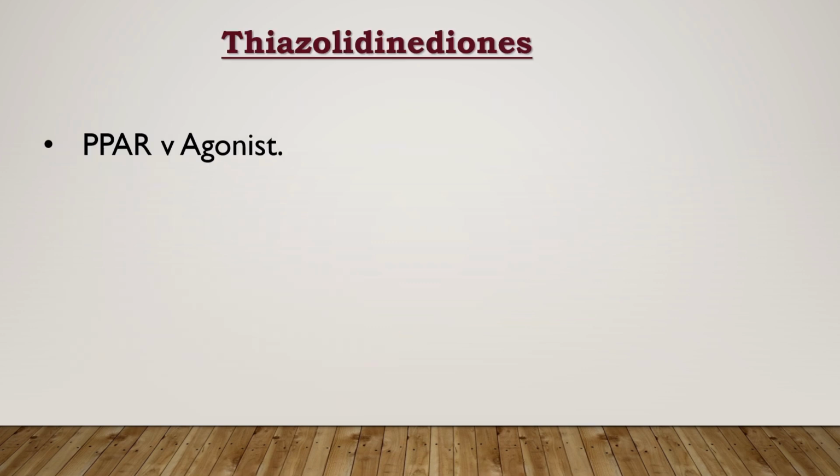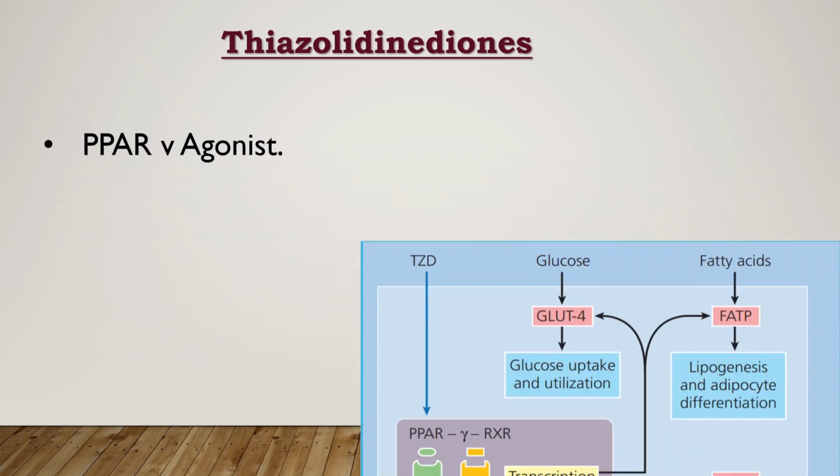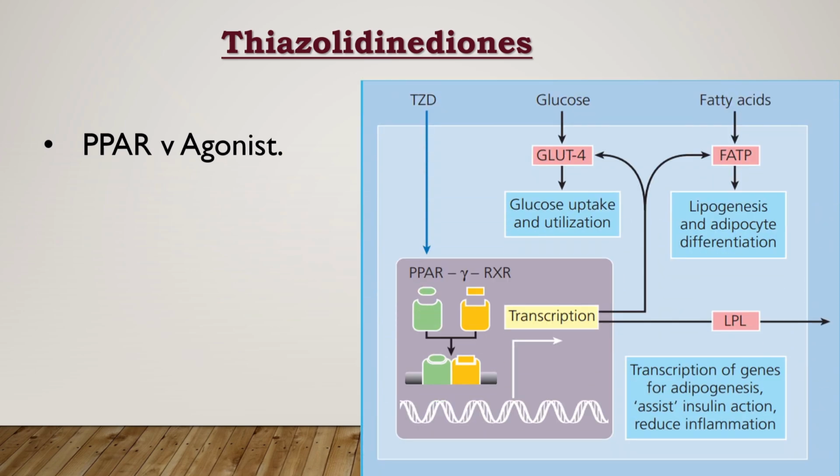We have the thiazolidinediones, which are PPAR gamma agonists. After the insulin gets released, the action of insulin on each part of the body is based on gene distribution, gene effects, and also protein translation. Among them, one receptor is the PPAR gamma receptor, and promotion of this PPAR gamma can increase glucose uptake and utilization, and also lipogenesis and adipocyte differentiation.